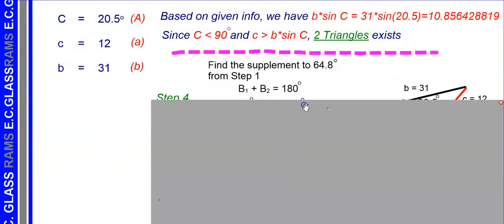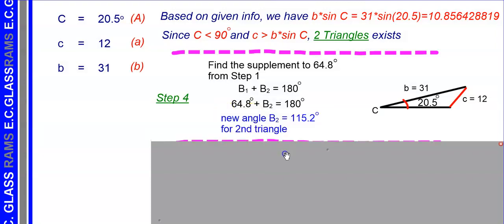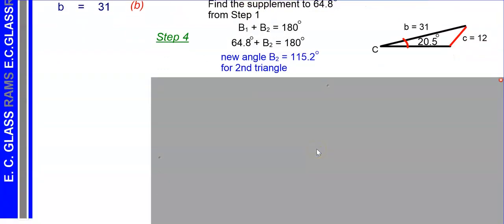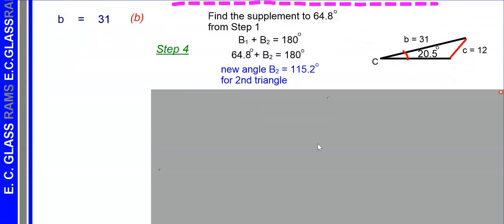So what that means is you do B from the first triangle plus B from the second triangle equals 180. We know what the B from the first triangle is, 64.8, and therefore our new angle B, so B2 essentially, is 115.2 for the second triangle. Now, the rest of this information that we're going to find is primarily for our second triangle, so take note of that.